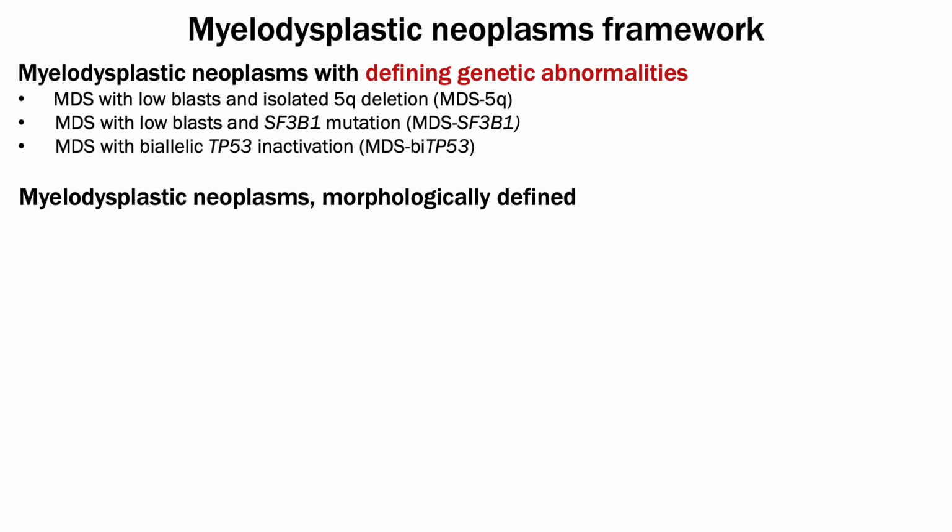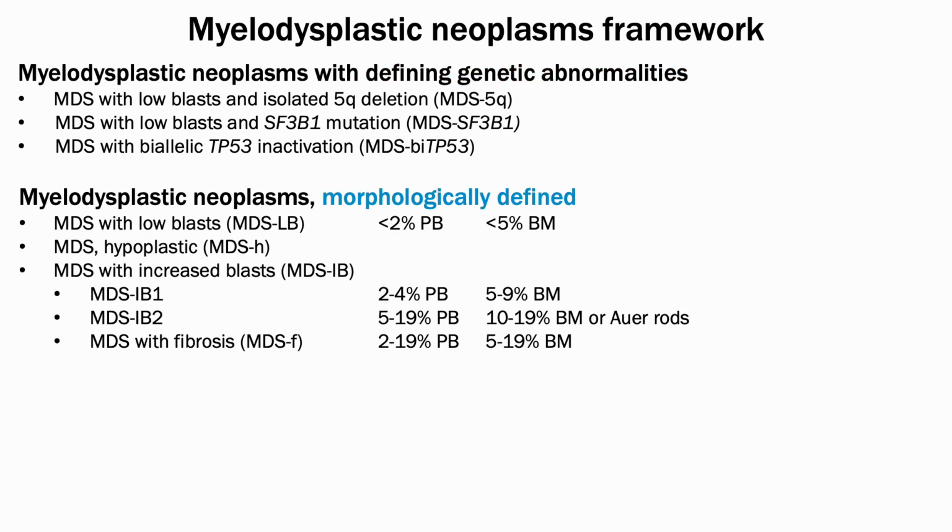MDS with low blasts and SF3B1 mutations seem to form a distinct group with favorable prognosis, and typically you see ring sideroblasts in these cases. But this category excludes cases with 5q deletion, monosomy 7, complex karyotype, and biallelic TP53 inactivation. MDS with biallelic TP53 inactivation, unlike the other two groups, is associated with unfavorable prognosis and frequently seen with multiple karyotypic abnormalities. And so this class supersedes MDS with 5q and MDS with SF3B1.